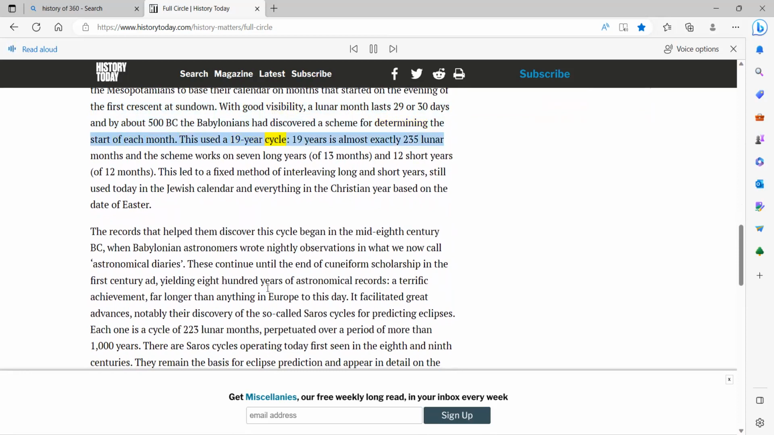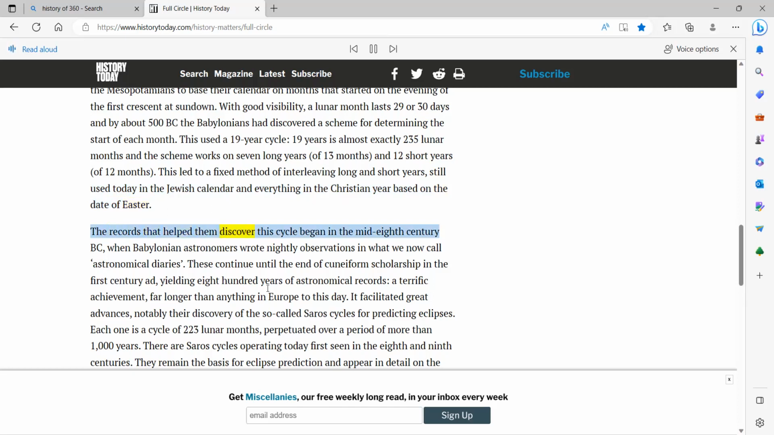This used a 19-year cycle. 19 years is almost exactly 235 lunar months, and the scheme works on 7 long years of 13 months and 12 short years of 12 months. This led to a fixed method of interleaving long and short years, still used today in the Jewish calendar and everything in the Christian year based on the date of Easter.